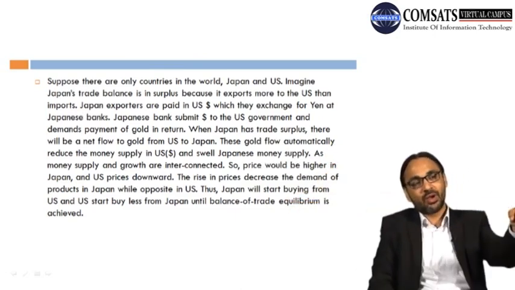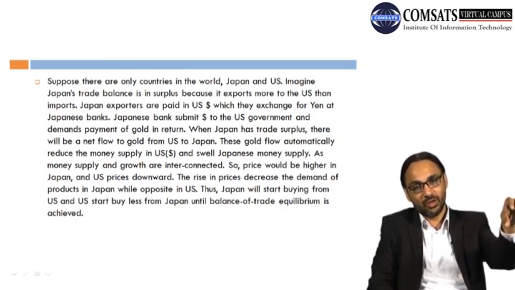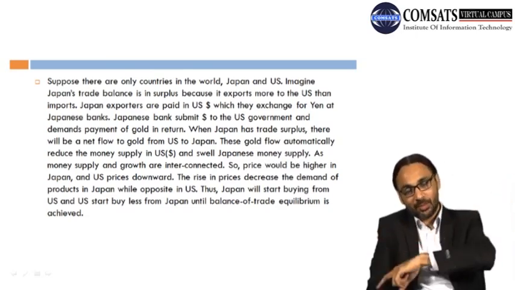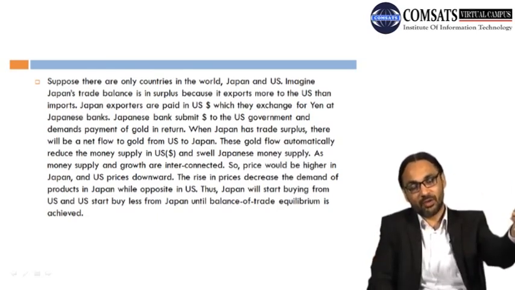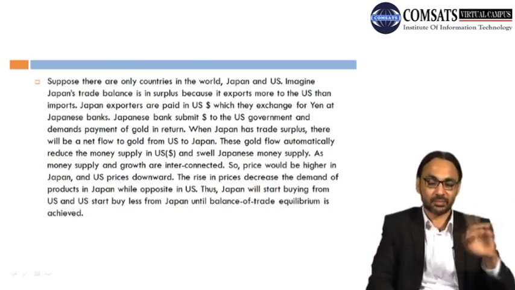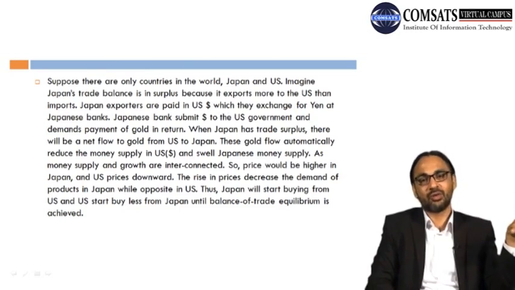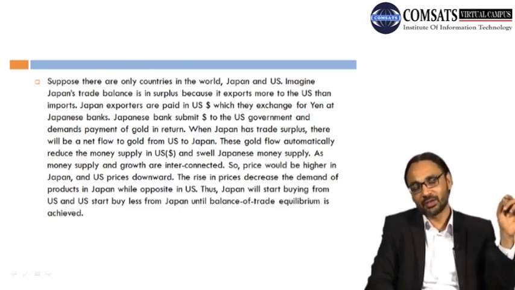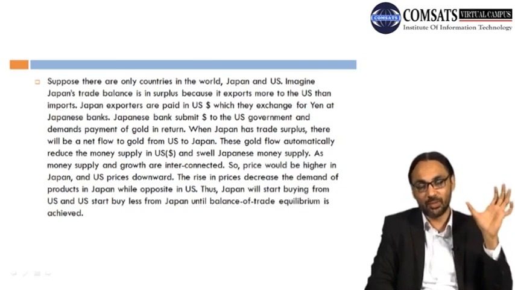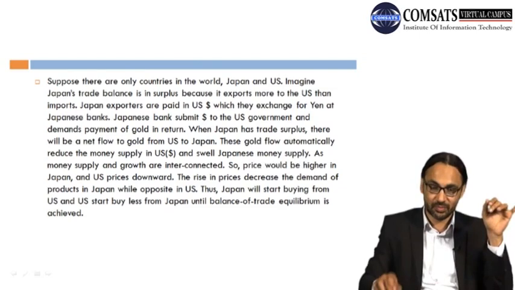On the other hand, because the supply of dollars was decreased in the US market, prices go down, and because the prices are low, Japanese people start buying from the USA. And so they will continue this process until the balance of trade equilibrium is achieved. That's why they say that the gold standard was the most stable system in the world.